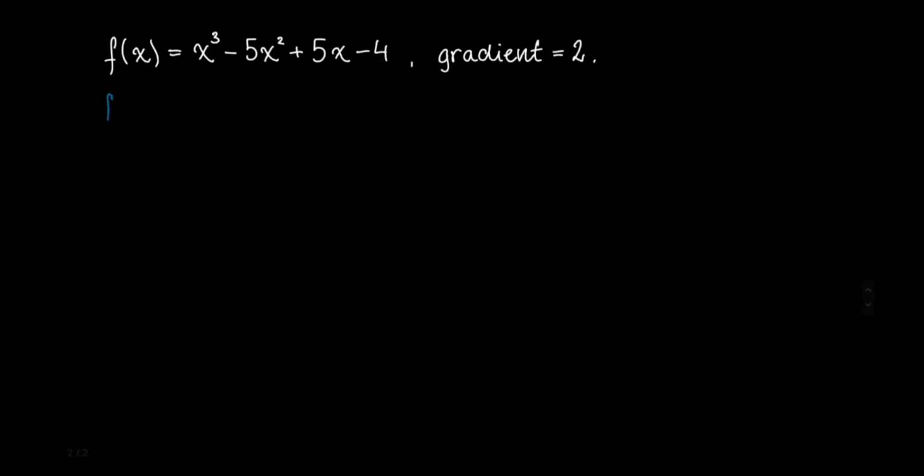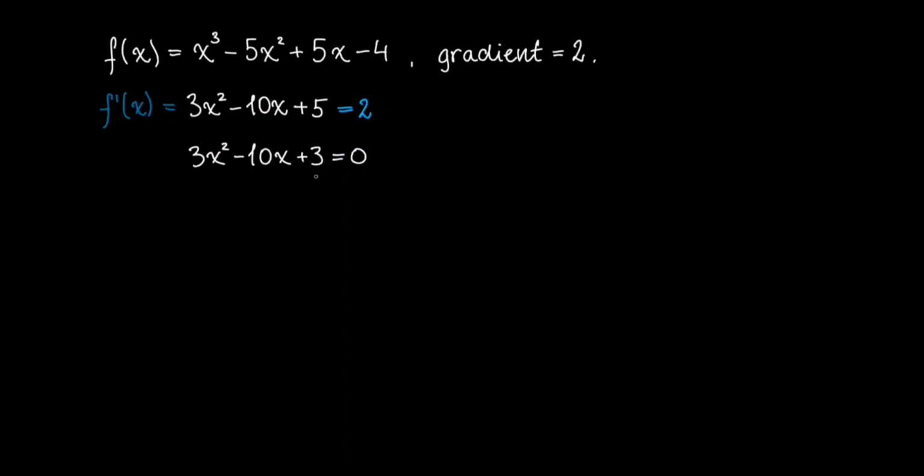Once again, our first step would be to evaluate the derivative of f of x. Using the simple power rule here, we get 3x squared minus 10x plus 5. Now it is given in the question that the gradient is equal to 2, which means our derivative will be equated to 2, and we need to find the x value. Moving the 2 from the right to the left, we get a quadratic equation.